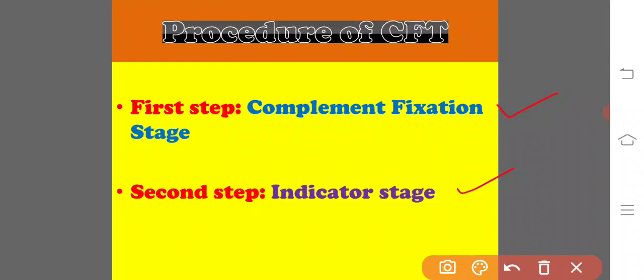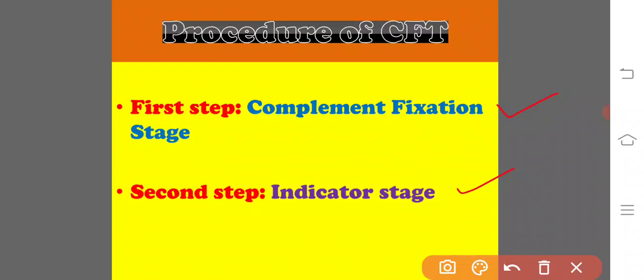The complement binds to the antigen antibody complex and is consumed in the process. To this, sheep red blood cells coated with complement fixing antibodies are added as sensitized cells as the indicator. The lysis of indicator cells, sheep RBC, indicates the presence of free complement in the solution due to non-complement fixation prior to the addition of sheep RBC.